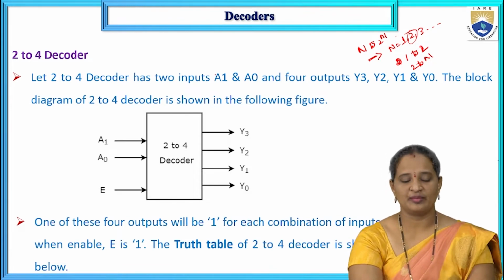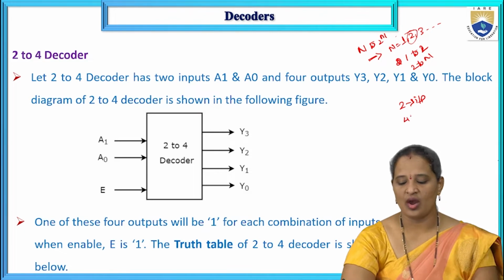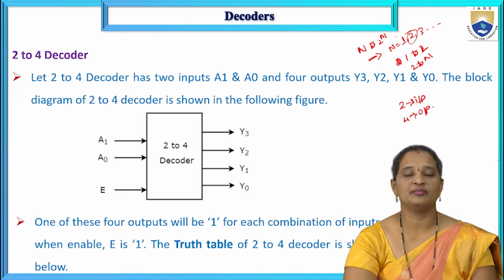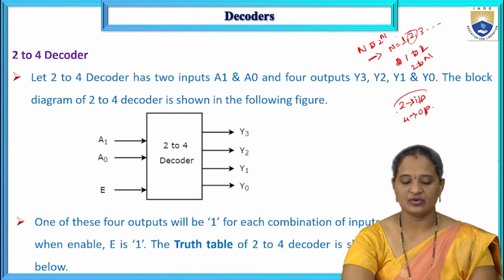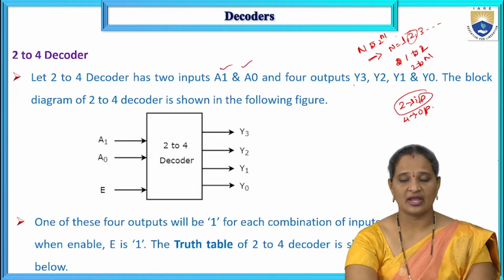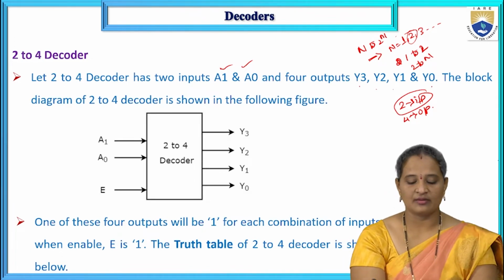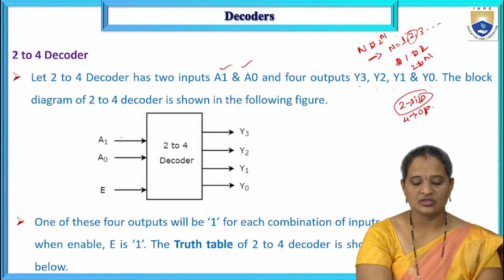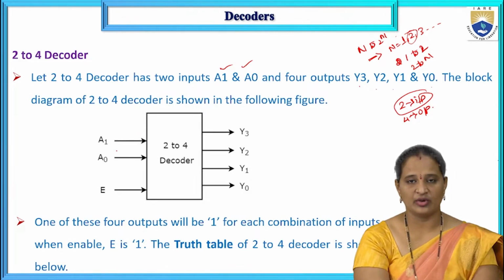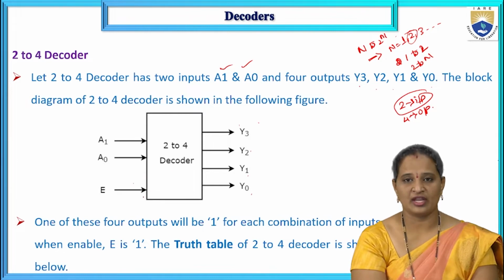A 2 to 4 decoder means we have 2 input lines and 4 output lines. The 2 input lines are represented with A1 and A0, and the 4 output lines are represented with Y3, Y2, Y1 and Y0. The block diagram for the 2 to 4 decoder is given here, in which we have 2 input lines, A0 and A1, 4 output lines, Y0, Y1, Y2, Y3, and one enable input.